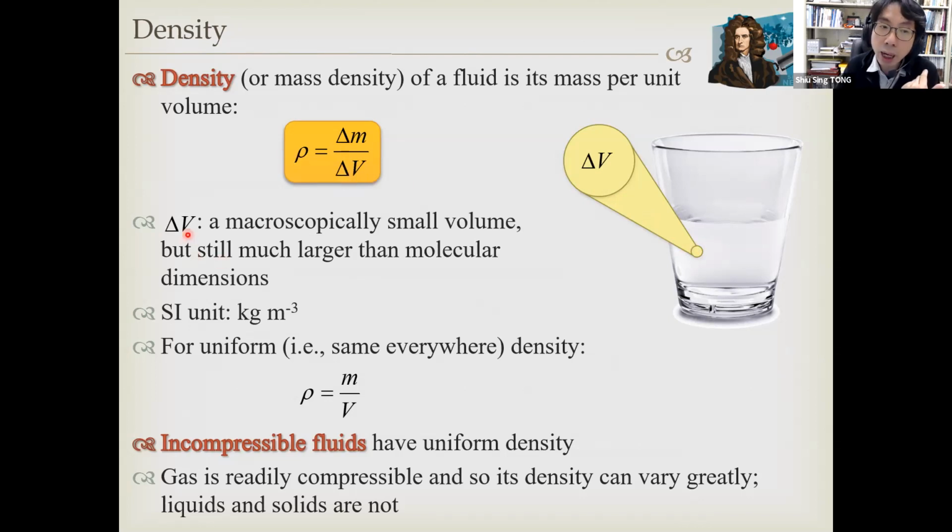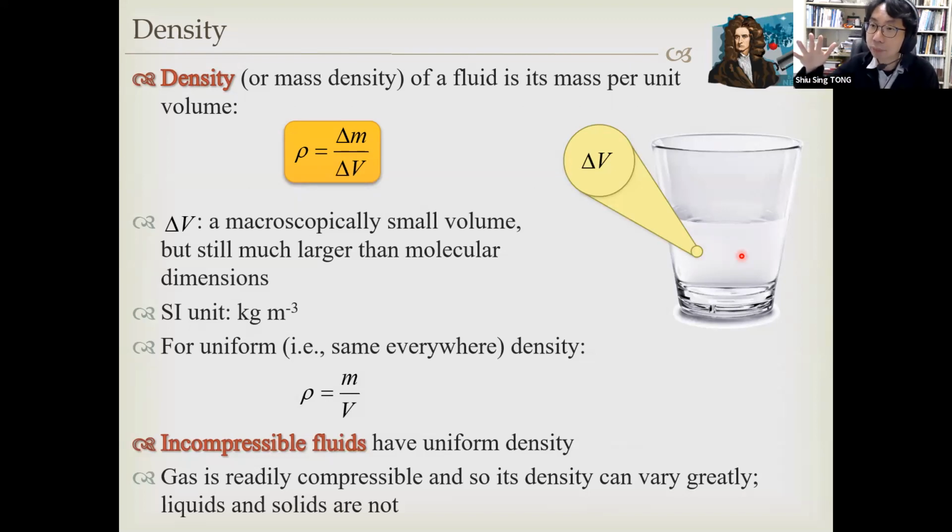Now you may wonder why I use this notation, why I use delta M and delta V instead of just the total mass divided by the total volume. Because the density could be non-uniform inside an object. For water, I think water is almost incompressible. So you would have the density of water almost constant throughout the whole object. So the density of water is almost uniform.